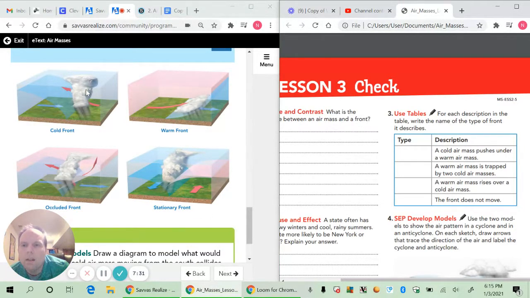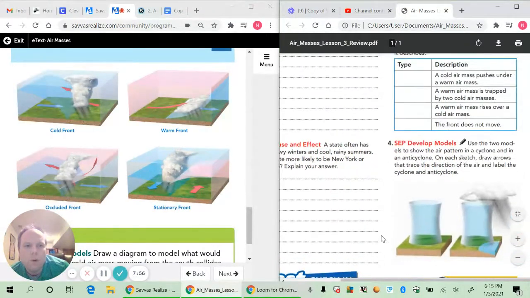And also keep in mind, look at what types of weather we have associated with these different fronts. Remember, with a cold front, you get thunderstorms and strong storms. A warm front, you get lower clouds, cloudy days, and rain. An occluded front, you might get severe weather, tornadoes, strong storms, again, because that warm air is forced up. In a stationary front, you can get a mix of weather.